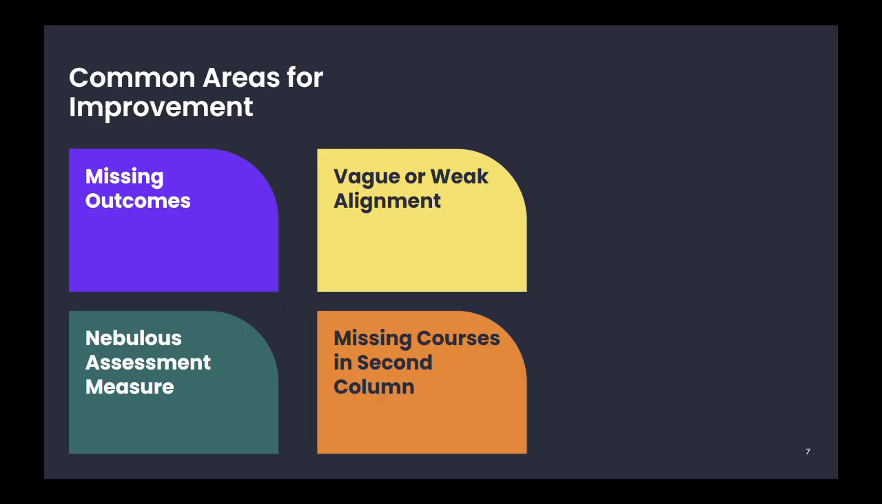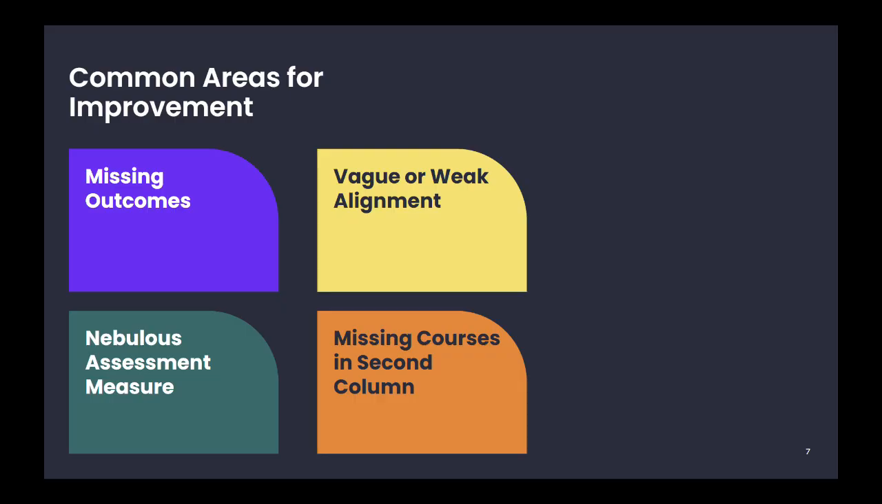And then finally, missing courses in the second column. There is a section that asks faculty to list all courses in the program in which specific gen ed outcomes are embedded. And then in the column after that, the specific course in which that outcome is being assessed. So it may be embedded in several different courses, but which specific assignment in which course are you going to use to get that student performance data?